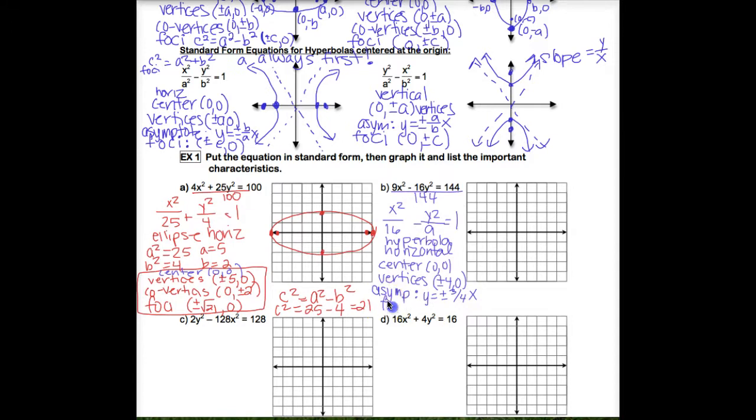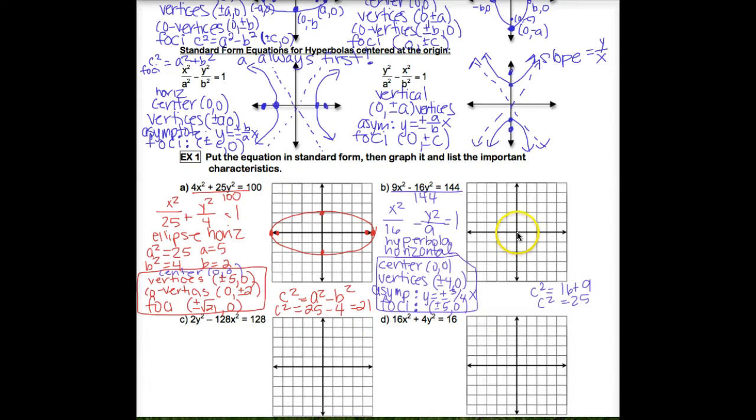And then I need my foci. So c squared equals a squared plus b squared, so 16 plus 9. So c squared is going to equal 25, which means c is 5. So plus and minus 5, 0 are what we're putting there. So here is my info. Now I need to put it into action here.